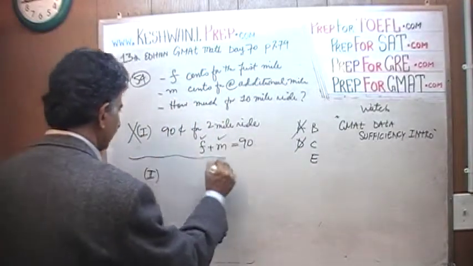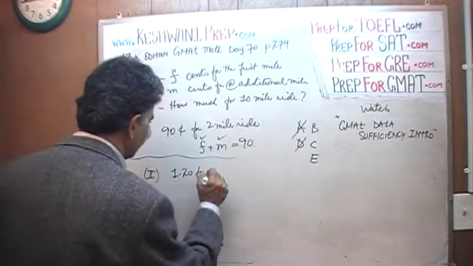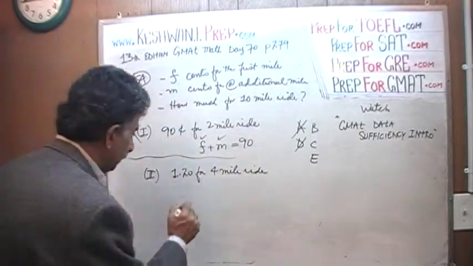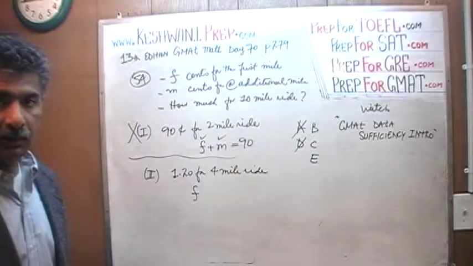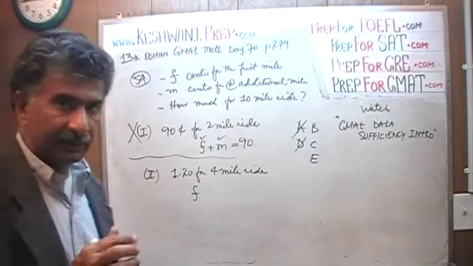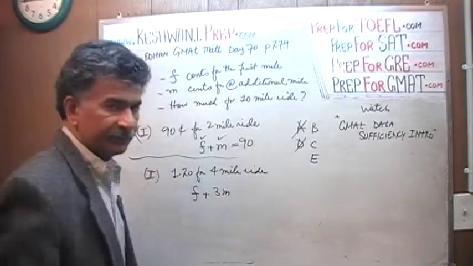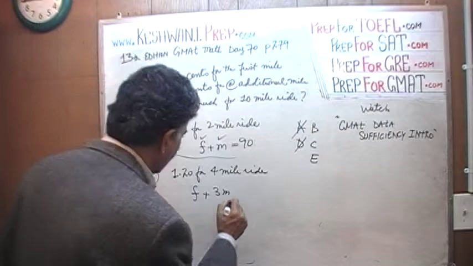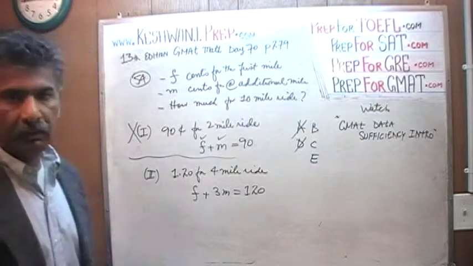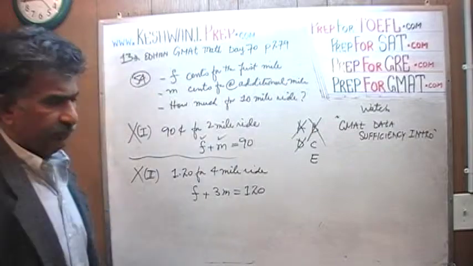The second statement tells us that it charges $1.20 for a 4-mile ride. For a 4-mile ride, you're going to end up paying F cents for the first mile, and each additional mile costs M cents. So first mile and then 3 additional miles for a total of 4 miles. You're going to end up paying 3 times M cents for the 3 additional miles, for a total of $1.20. Again, the same problem. We have two unknowns and only one equation. This by itself is no good. The answer cannot be B. And of course the answer is going to be C.